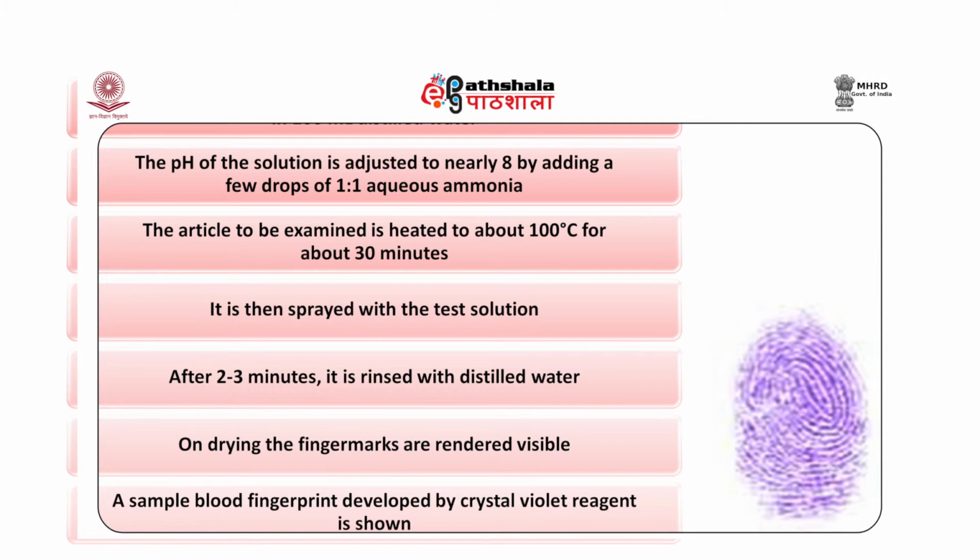The pH of the solution is adjusted to nearly 8 by adding a few drops of 1:1 aqueous ammonia. The article to be examined is heated to about 100 degrees Celsius for about 30 minutes. It is then sprayed with the test solution. After 2 to 3 minutes, it is rinsed with distilled water. On drying, the finger marks are rendered visible. A sample blood fingerprint developed by crystal violet reagent is shown in the given figure.